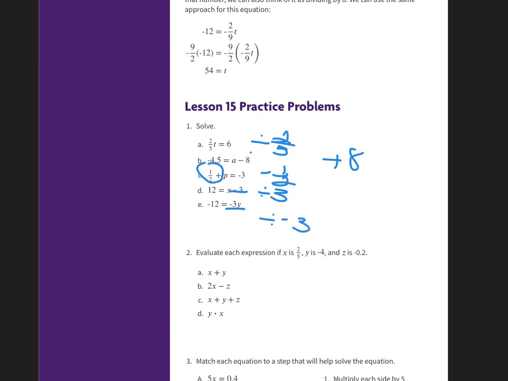Okay, number 2, you're going to take these 3 numbers and plug them in and then just figure out what the number is. Remember, you can always send me an email if you have any questions.